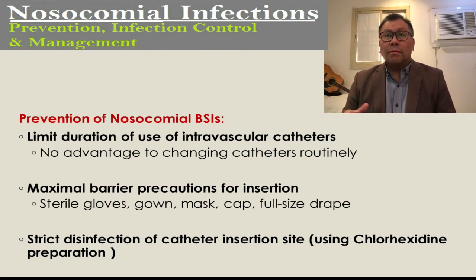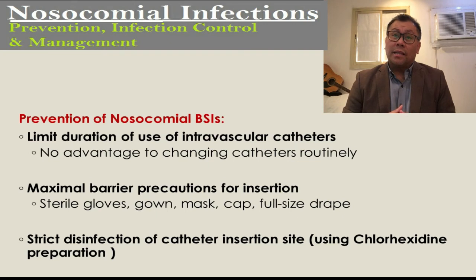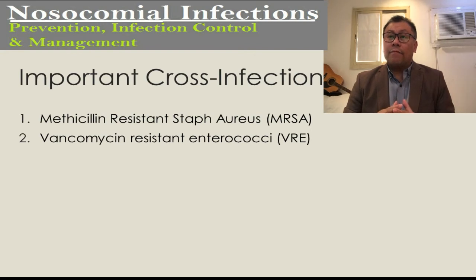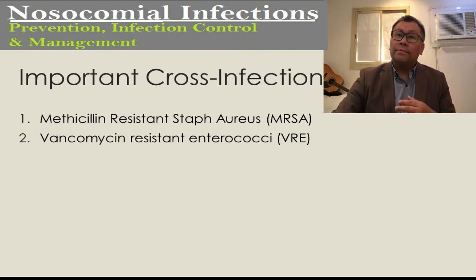What are the preventions of this nosocomial infection? Limit the duration of use of intravascular catheters. There's no advantage to changing catheters routinely. Second, maximal barrier precautions for insertion. You are going to use sterile gloves, gown, mask, cap, and a full-size drape. There should be strict disinfection of the catheter insertion site.